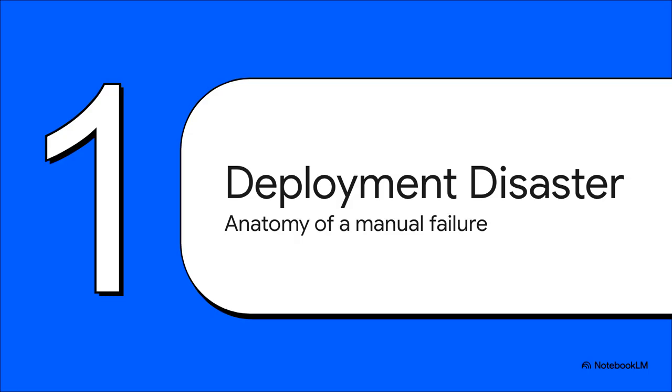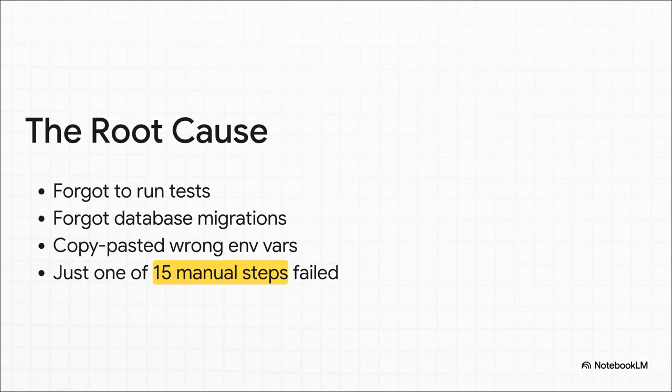It wasn't one single catastrophic mistake. It was more like a death by 1,000 cuts, and every single one of them came from doing things by hand. When you dig into what actually happened, it's not some super complex hack. It's just a chain of simple human mistakes. The engineer forgot to run the tests. Then he missed a really critical database update. He even copy-pasted the wrong credentials. Out of 15 manual steps in the checklist, just a couple of little misses snowballed into a total system failure. It's a recipe for disaster.